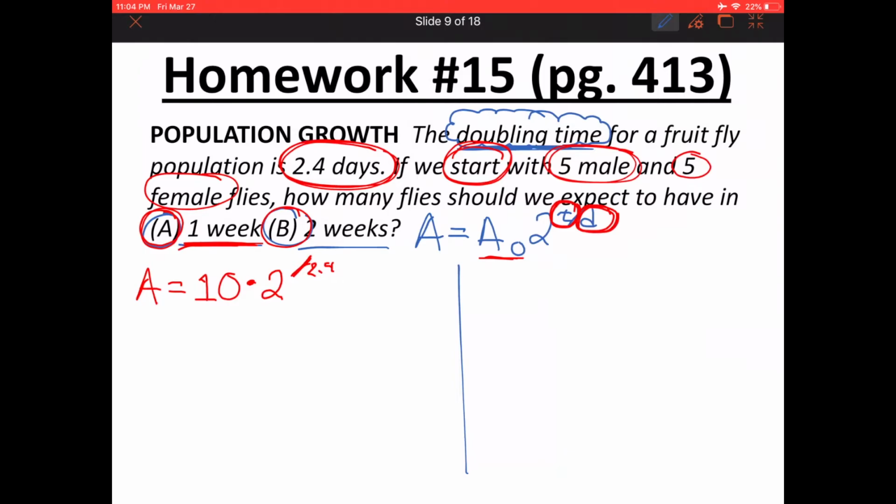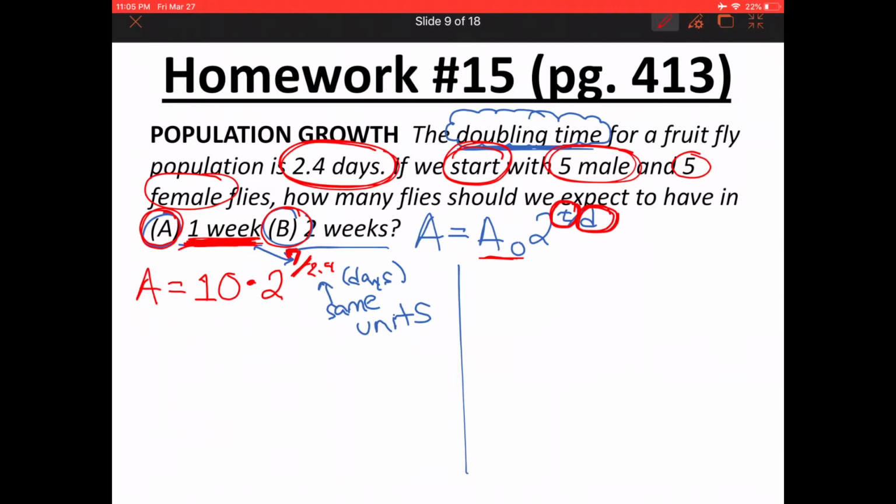Here's where the t gets tricky. 1 week is what should go here. But I cannot just write the number 1, because my units have to be the same. So if my t is in weeks and my d is in days, that is not good. If my doubling time is in days, I also have to turn my week into days. And so how many days are in a week? 7.